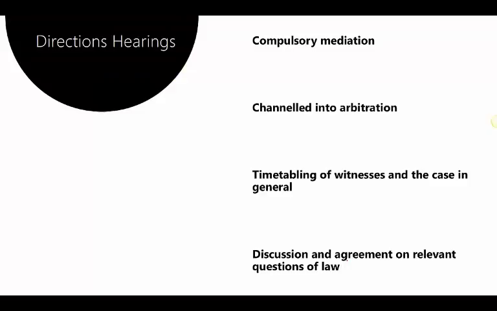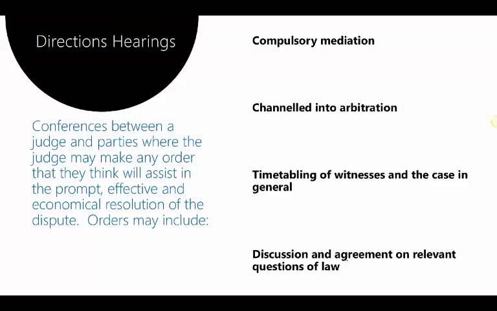Finally, there are directions hearings. This is a super quick one. We've talked about this with conciliation. A directions hearing is a conference between a judge or potentially an associate judge and the two parties. And the judge or the associate judge may make any order that they think will assist in the prompt, effective, and economical resolution of the dispute.